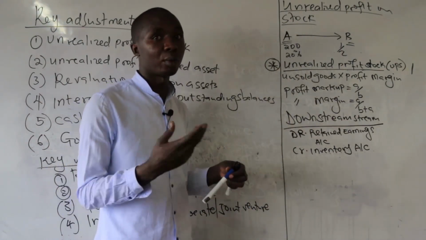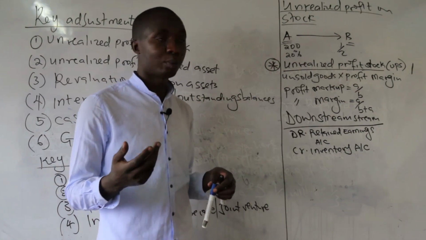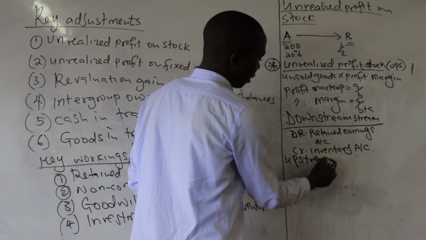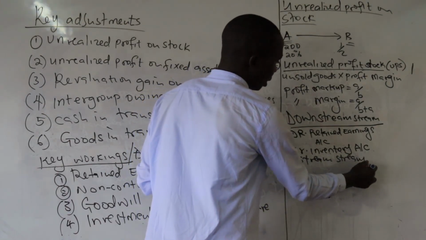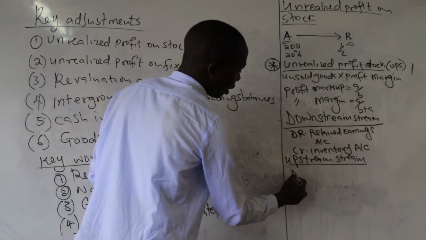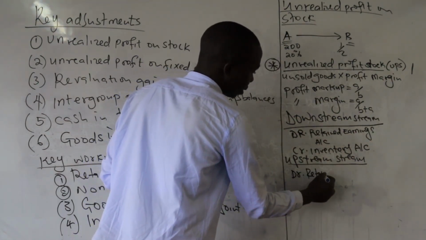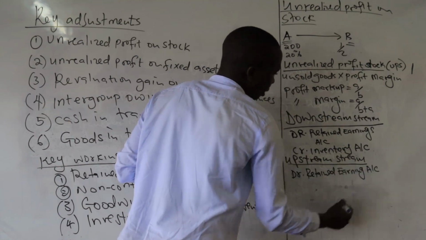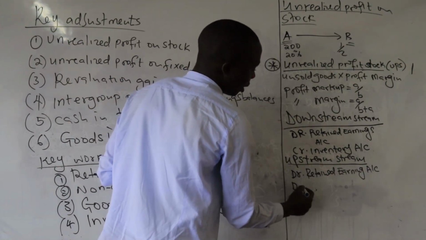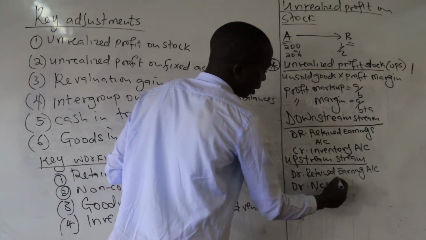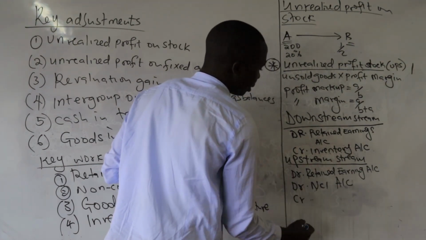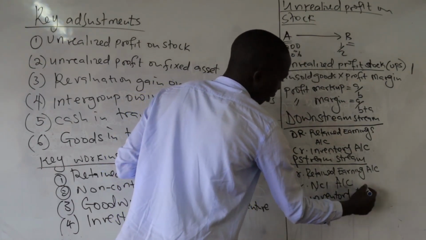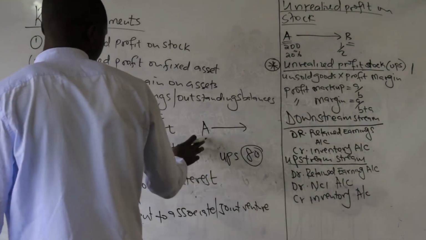So how do you adjust? How are you supposed to adjust the unrealized profit on stock when it's an upstream sale? When there is this aspect of upstream sale, we have to debit the retained earnings account. Again, we debit the NCI account. Then we credit the inventory account.